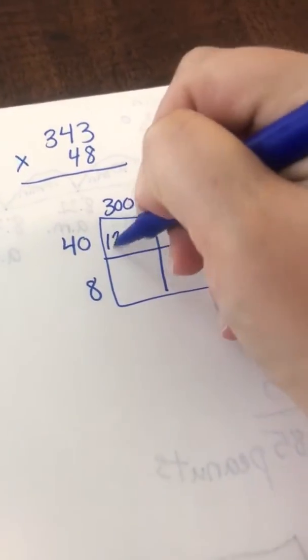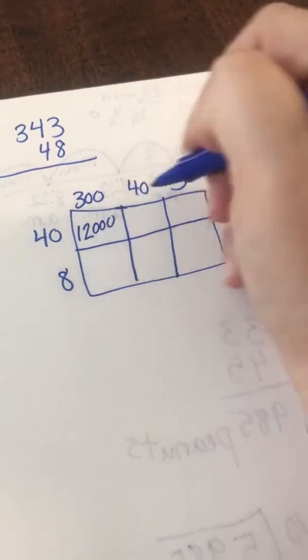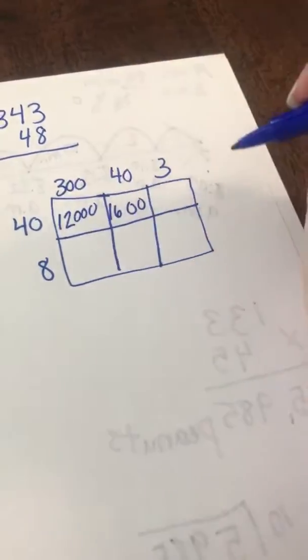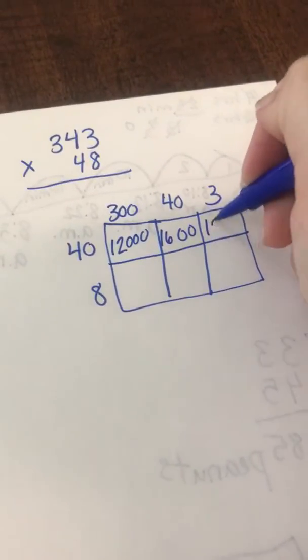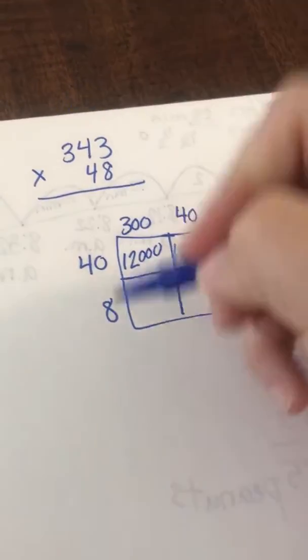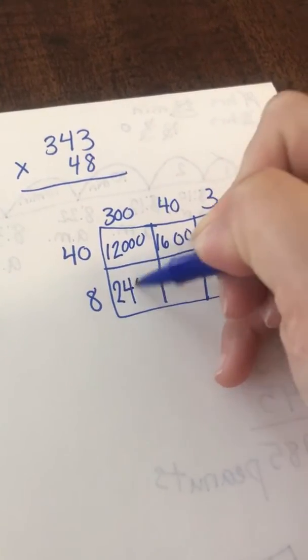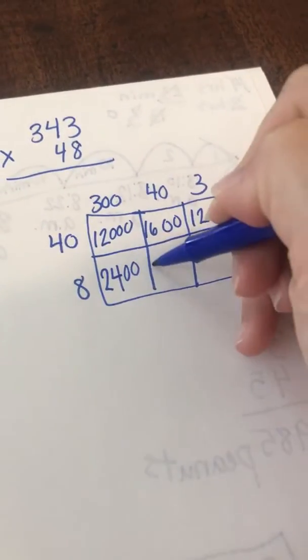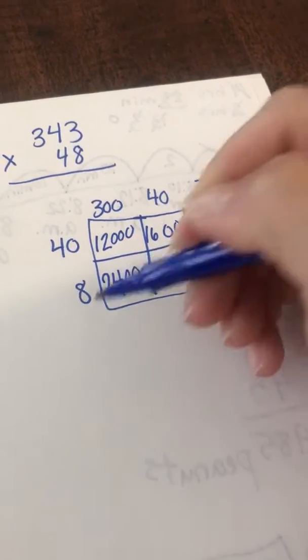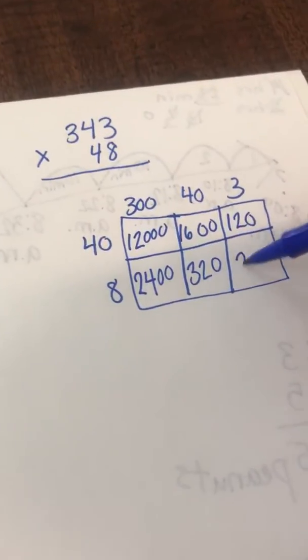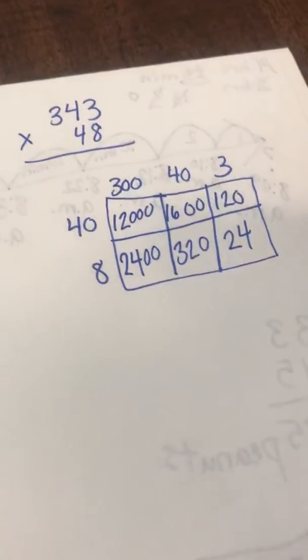4 times 3 is 12, plus 3 zeros. 4 times 4 is 16, and 2 zeros. 4 times 3 is 12, and 1 zero. 8 times 3 is 24, and 2 zeros. 8 times 4 is 32, and 1 zero. And 8 times 3 is 24. Sorry, my cat is so vocal today.